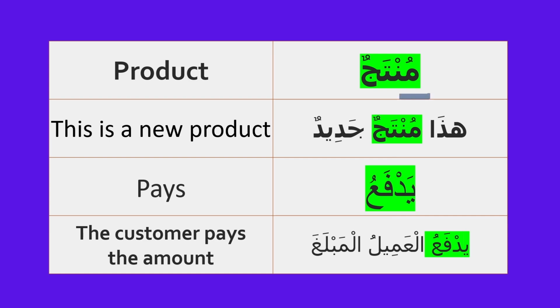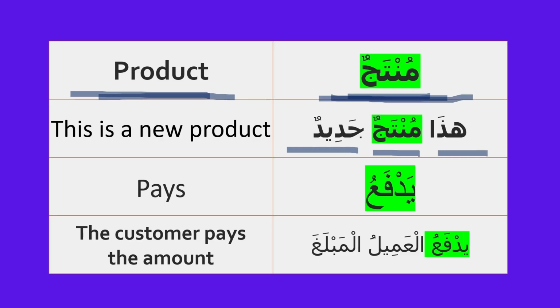Next one, منتج. منتج means product. Product. For example, هذا منتج جديد. هذا means this, منتج product, جديد new. This is a new product.